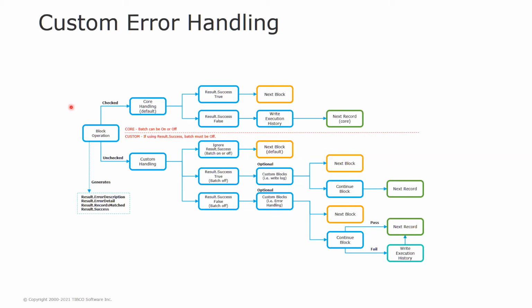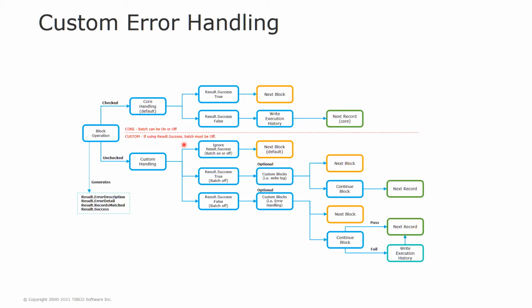Now, if you want finer control over your error handling, you would uncheck the box for the error handling. And now you're into custom error handling. What you need to do then is, immediately after this block, throw in an if block, and that if block is going to check the value of result.success. That's what comes out of the block as part of the return of the function call to the endpoint as part of the connector. Now you have some options here. One option is, in theory, you could ignore it.